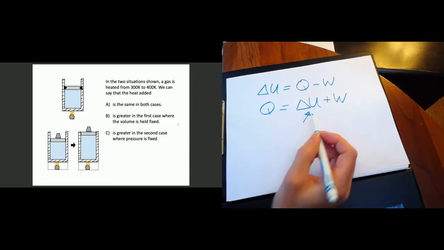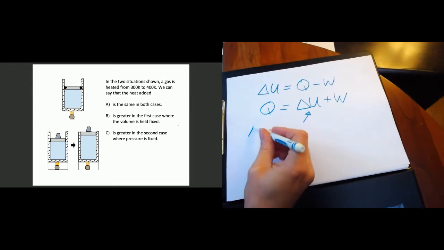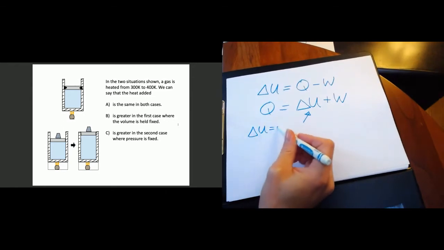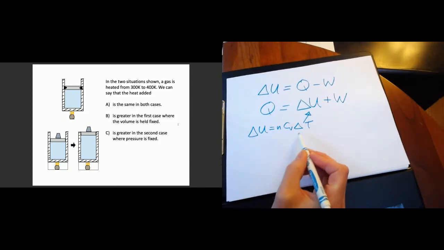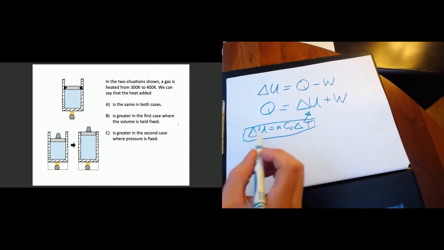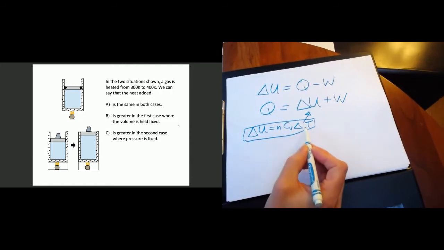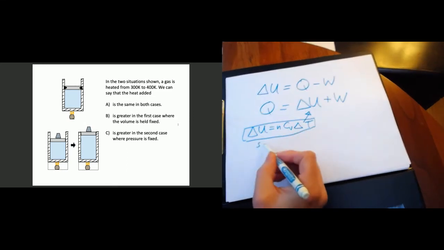And so using this equation, what we can realize is that delta U is going to be the same in both cases because it's just related to the change in temperature. Delta U is always calculated by this formula, nCV delta T, regardless of whether it's constant pressure or constant volume. This is our formula for delta U. And in this question, we're told that the change in temperature is the same in both cases. So delta U is the same in both cases.